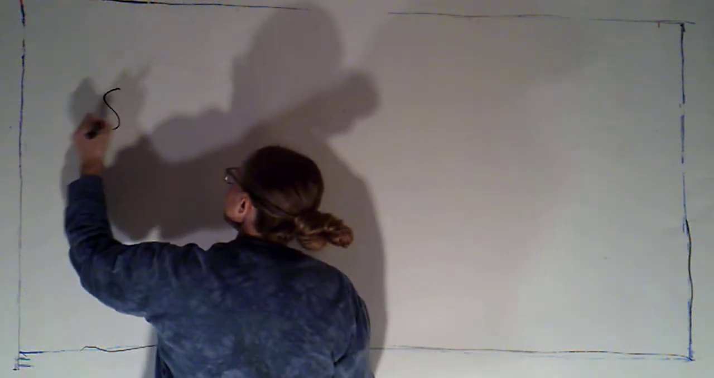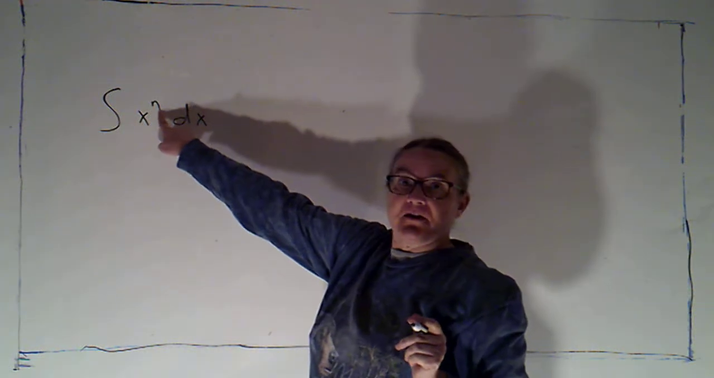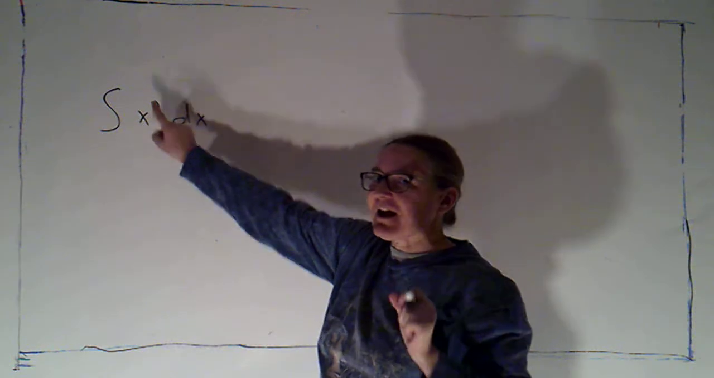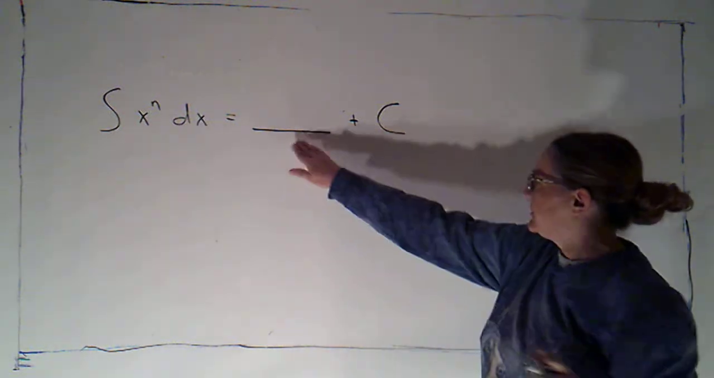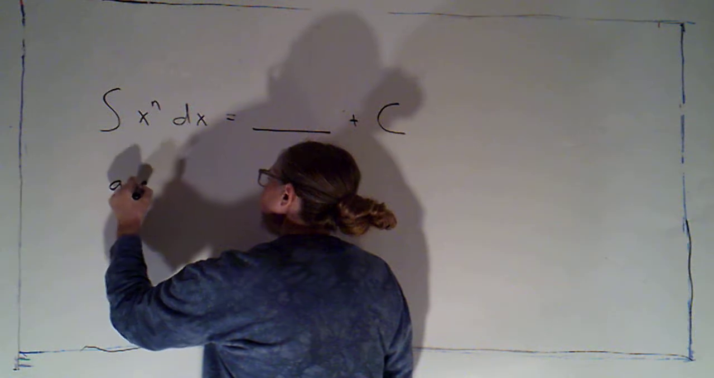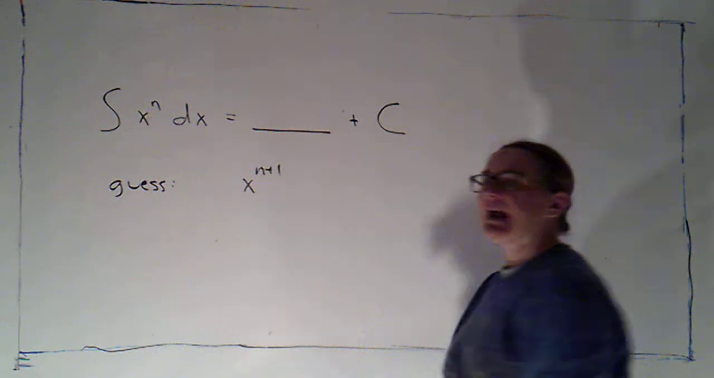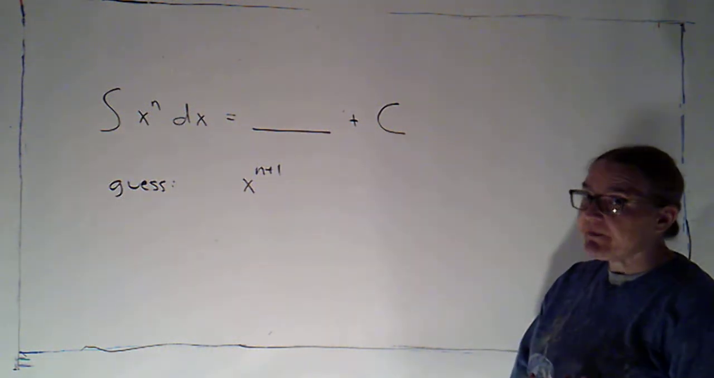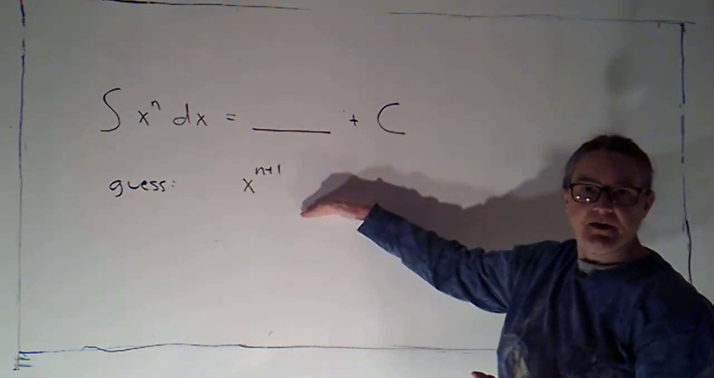Let's see if we can find an antiderivative of x to the nth, where all I'm saying is that that's a fixed power, but I'm not specifying which power it is. And again, I know I'm going to get a particular antiderivative plus an arbitrary constant. So if I'm going to guess, I would guess x to the n plus 1 would be the function whose derivative I would get. Now I think I'm probably off by a constant, but I know that when I take the derivative, the power is going to go down 1.